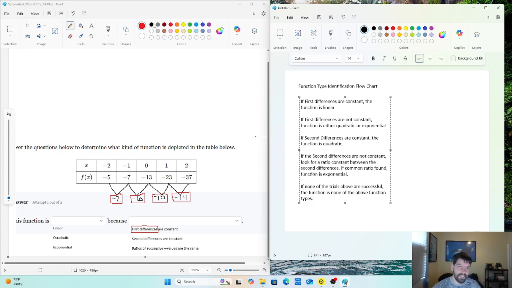So now that we've calculated our first differences, to calculate the second differences, we're just going to take the differences of the first differences.